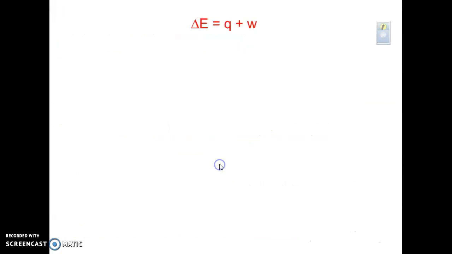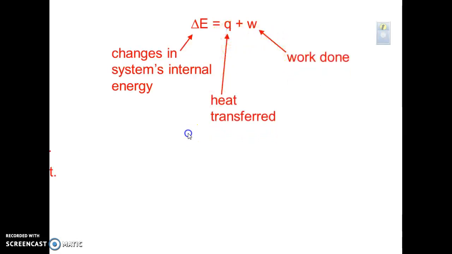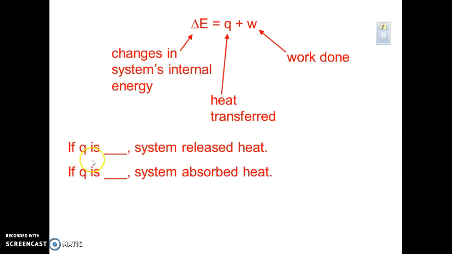So if you'll remember back, we said that the change in a system's internal energy is its heat transferred and the work done on the system. So just reviewing, if Q is negative, the system releases heat.